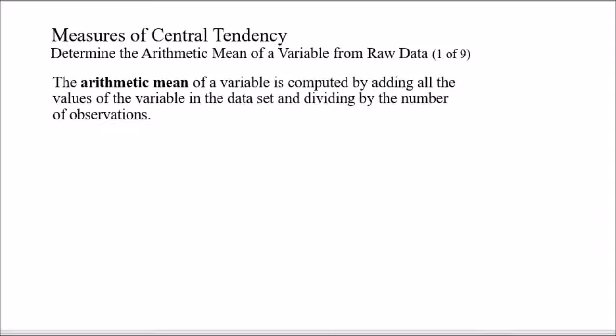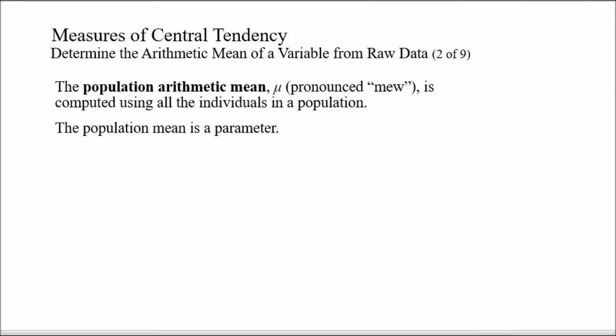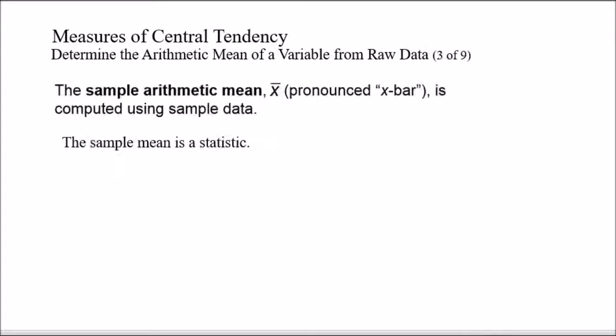The arithmetic mean of a variable is computed by adding all the values of the variable in the data set and dividing by the number of observations. We have the population mean and we have the sample mean. For the population mean, we use mu, and it is computed using all the individuals in a population. The population mean is a parameter, as we learned before.